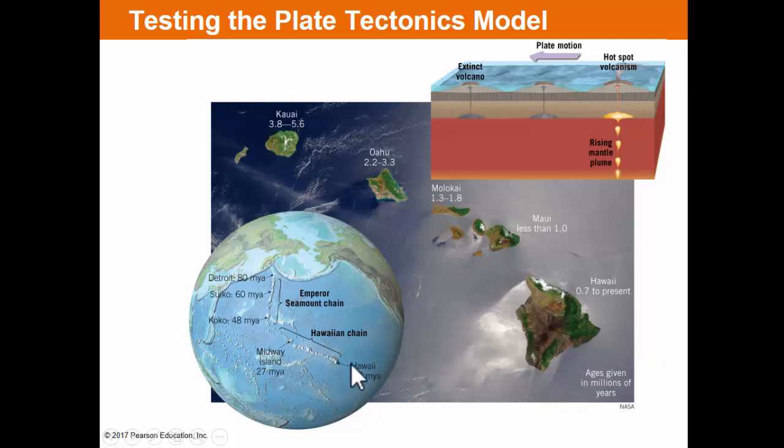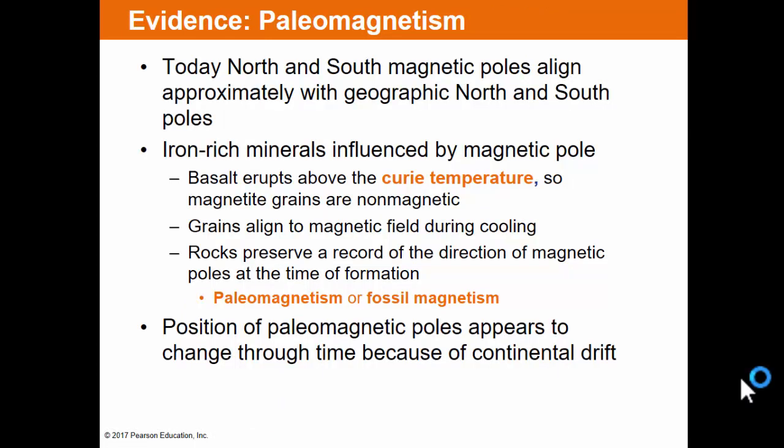And this is another piece of evidence that has shown us how the Pacific plate has been moving in this direction. The final piece of evidence that locked down the overall theory of plate tectonics, we still have some questions about the driving mechanism, but the general theory was locked down by the evidence of paleomagnetism, or magnetism of the Earth's crust from the deep, distant past.